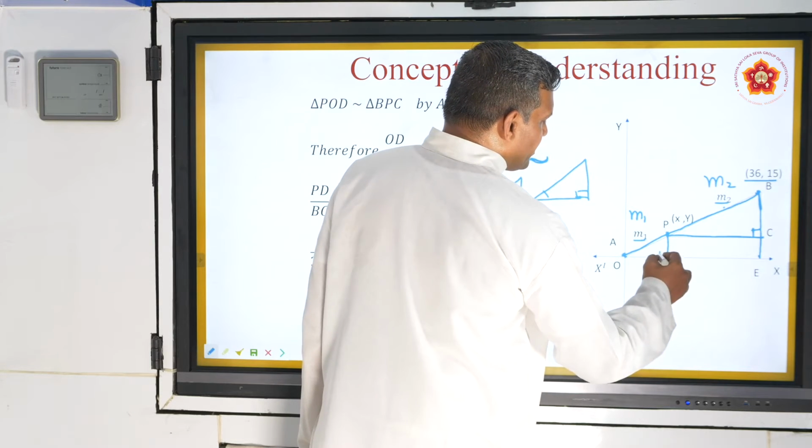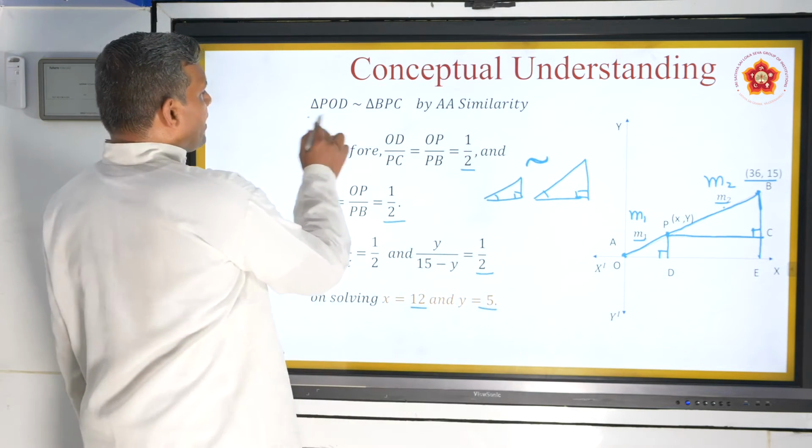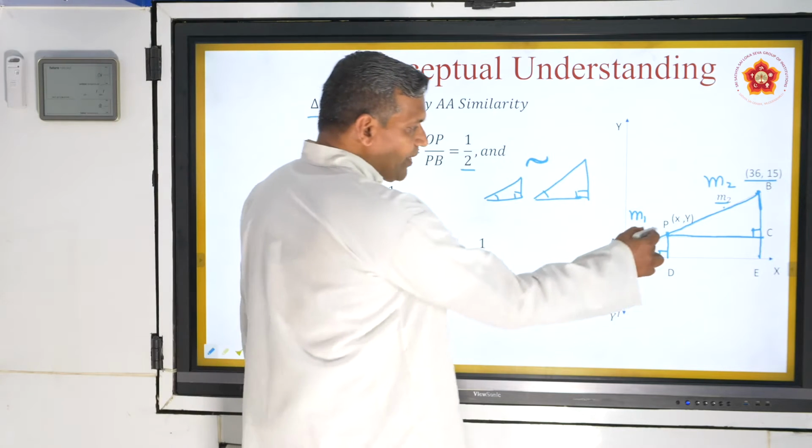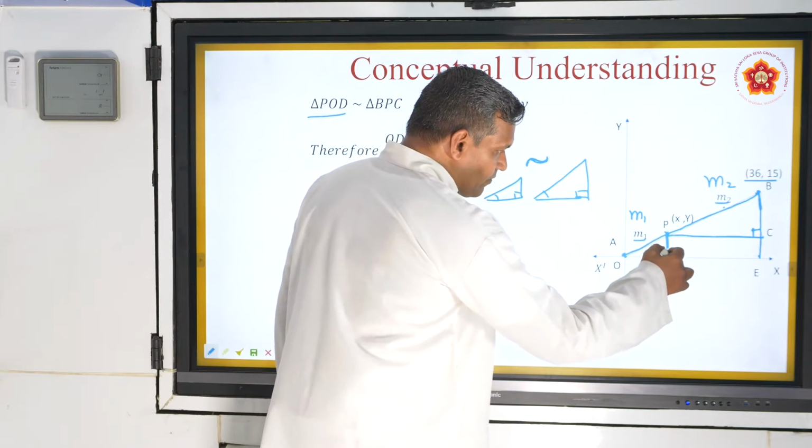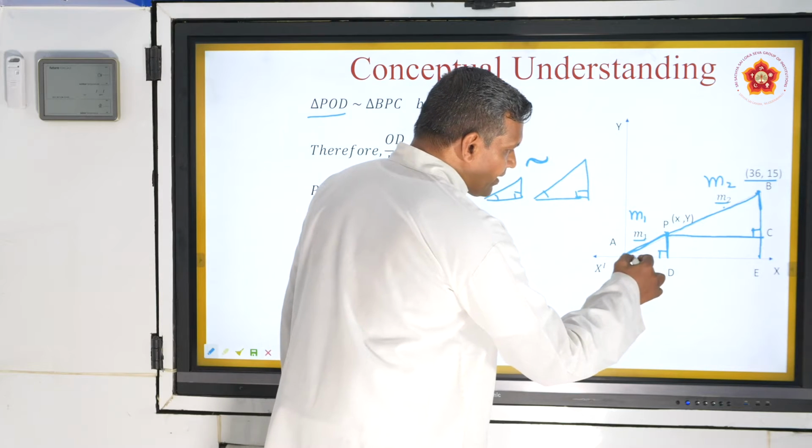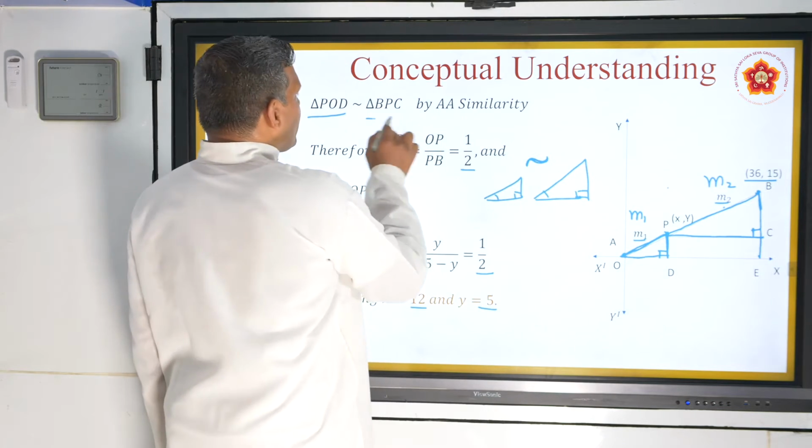Right angle. Right angle. See here, triangle POD. What am I referring to? POD. So this triangle I am referring to. This is one of the triangles I am referring to. Next, which triangle am I referring to? BPC.